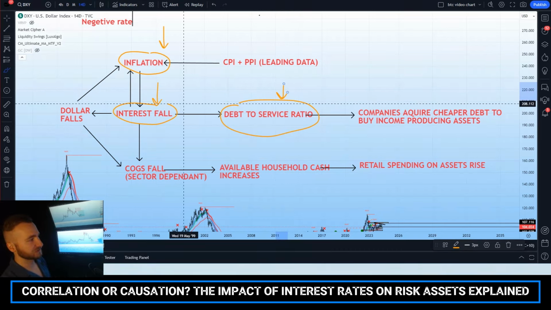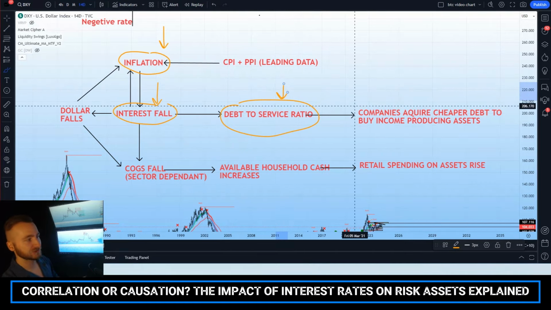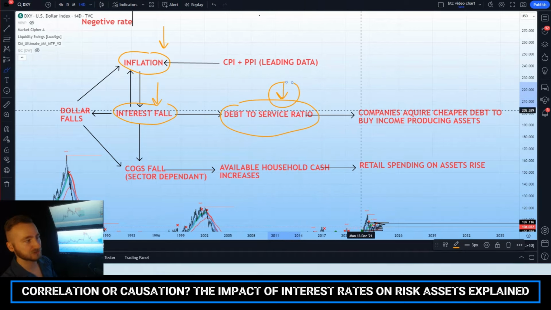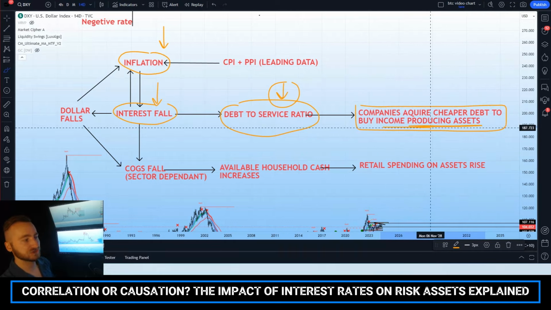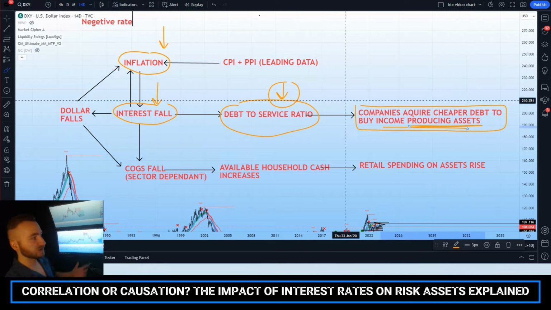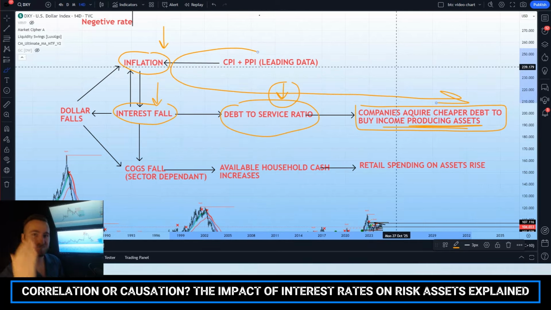Furthermore, when we see interest rates fall, we see the cost of debt decrease. If the cost of debt decreases and companies' balance sheets become healthier as a consequence of falling debt to service ratios, companies can acquire cheaper debt to purchase income producing assets, which means they invest more in risk assets. Now, this process takes many months to play out. It's not going to immediately happen. It takes many months following interest rates reducing for this to play out. Hence why I'm talking about the macro outlook of the interest rate reduction. So this is a very, very bullish thing, guys.